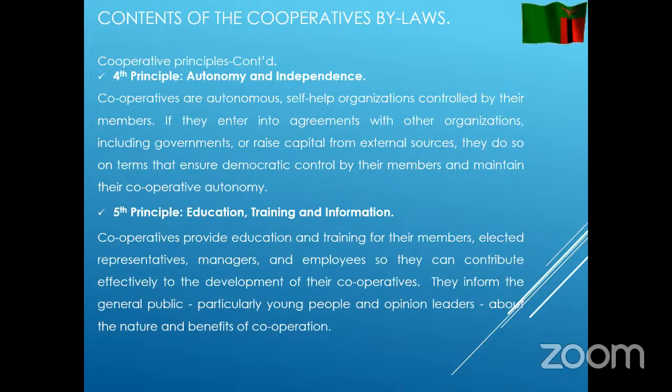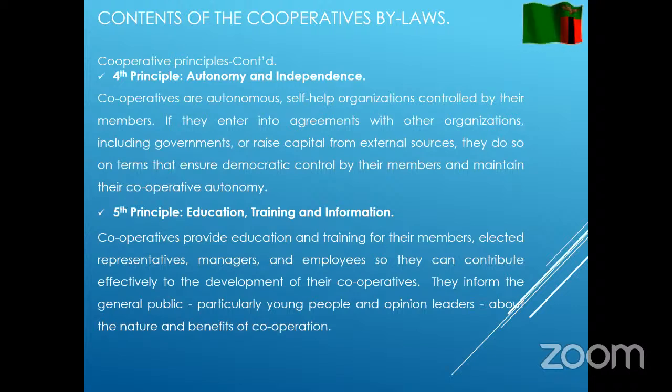The fifth principle is education, training, and information. Actually, by doing what we are doing now, we are applying this principle. It's a principle where members are being enlightened, members are being trained, there's sharing of information. This kind of training is actually applicable under this principle. So, no wonder it's very exciting for us that you have decided to engage us so that we do this kind of training.